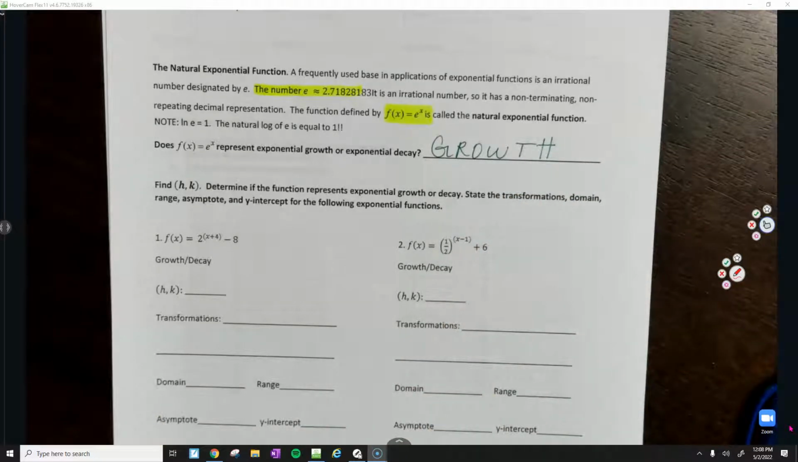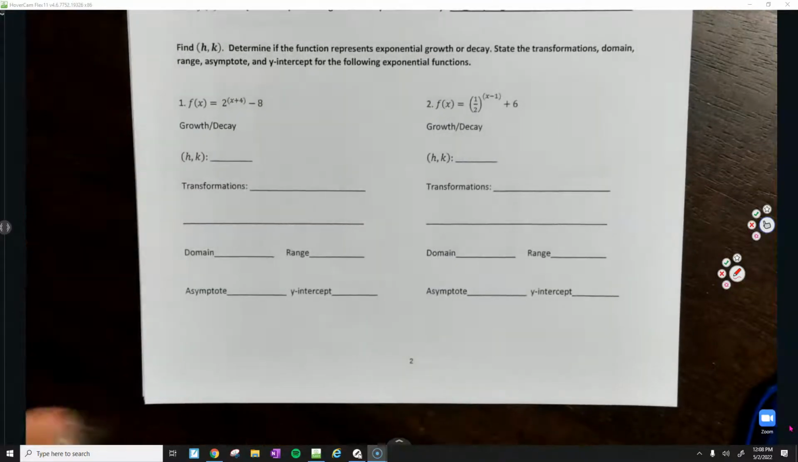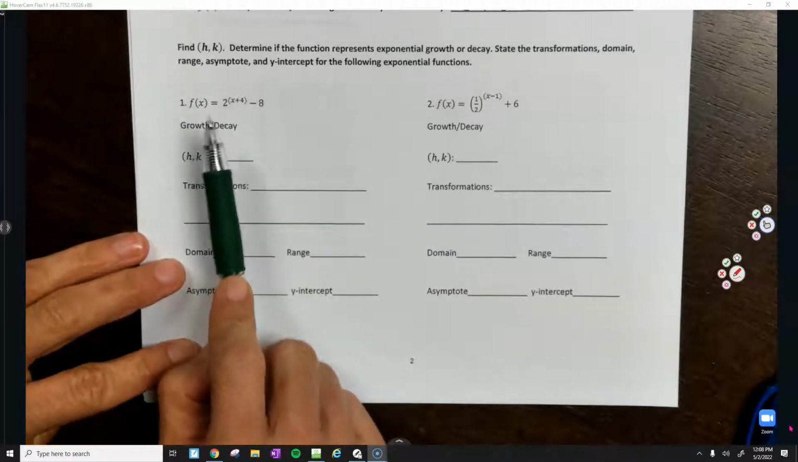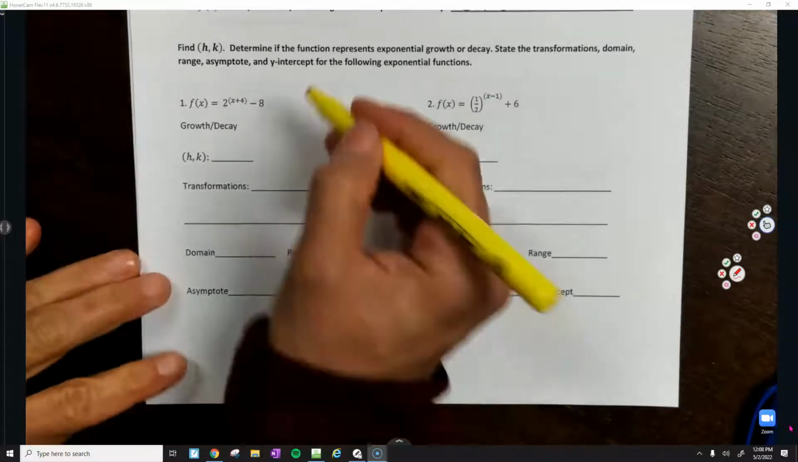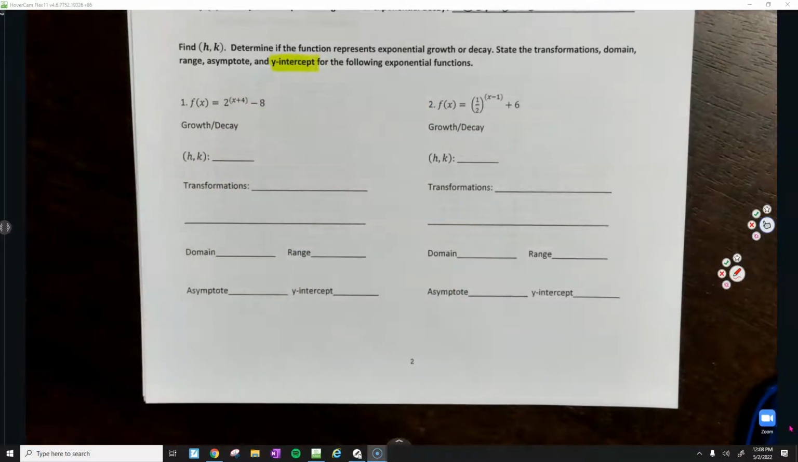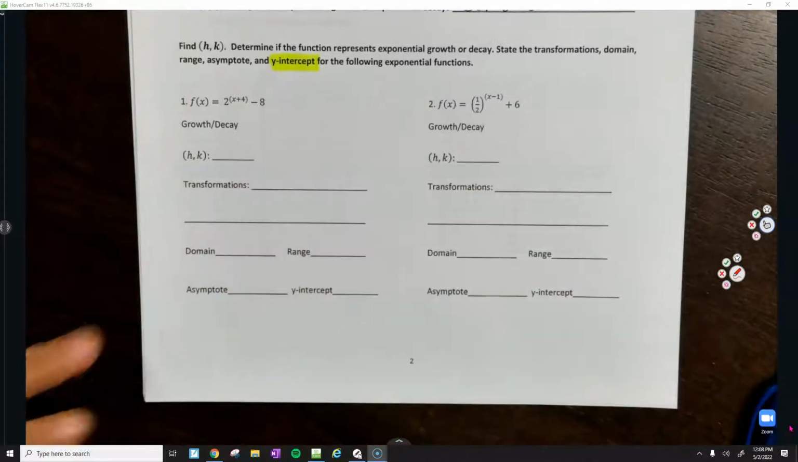Are there any questions on how to identify the natural function being a growth function? All right, let's go ahead and analyze some attributes here at the bottom of this page. So we're going to determine if it represents a growth or decay. We're going to state the transformations, domain and range, and the y-intercept. Guys, just so you know, it is going to be an expectation on your quiz for you to be able to solve the y-intercept without a picture. So you are going to have to solve for this algebraically.